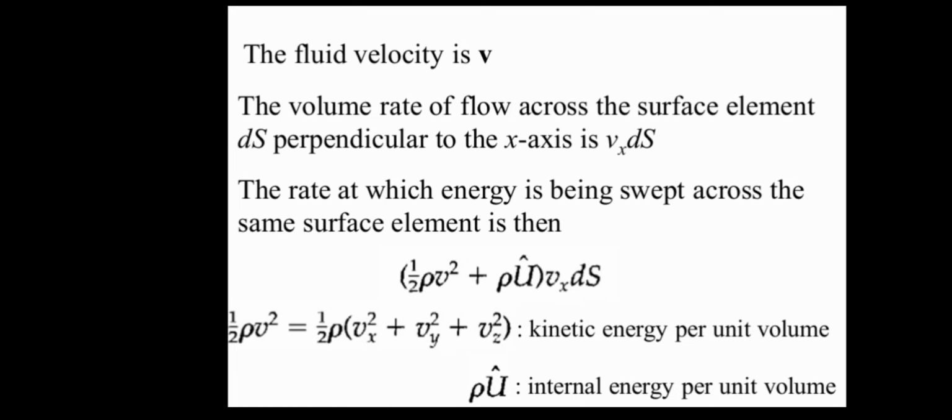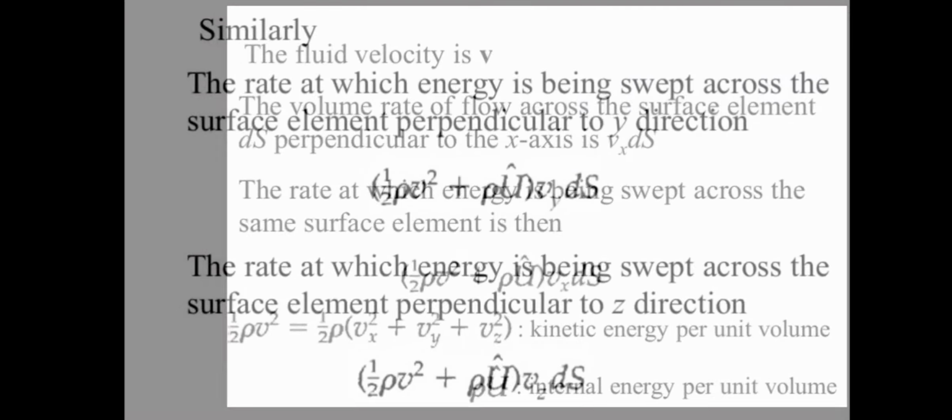Now, this moving fluid carries energy with it. This energy comprises both the kinetic energy per unit volume and the internal energy per unit volume of the fluid. Kinetic energy, as we know, is the energy of motion, and internal energy is the energy stored within the molecules of the fluid due to their temperature and intermolecular forces. The rate at which this total energy is being swept across the same surface element dS perpendicular to the x-axis is then the product of energy per unit volume and the volume rate of flow.